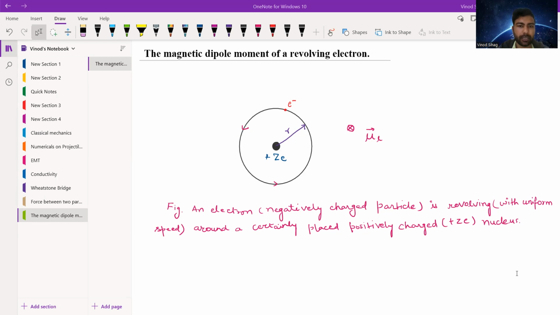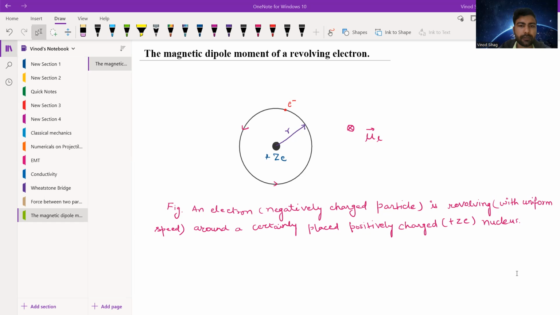Okay, so here in this derivation we are going to assume that there is a nucleus that is situated at a constant place, and its charge is plus Ze, and one electron with charge minus e is revolving around it, and the direction of motion of the electron is anti-clockwise.